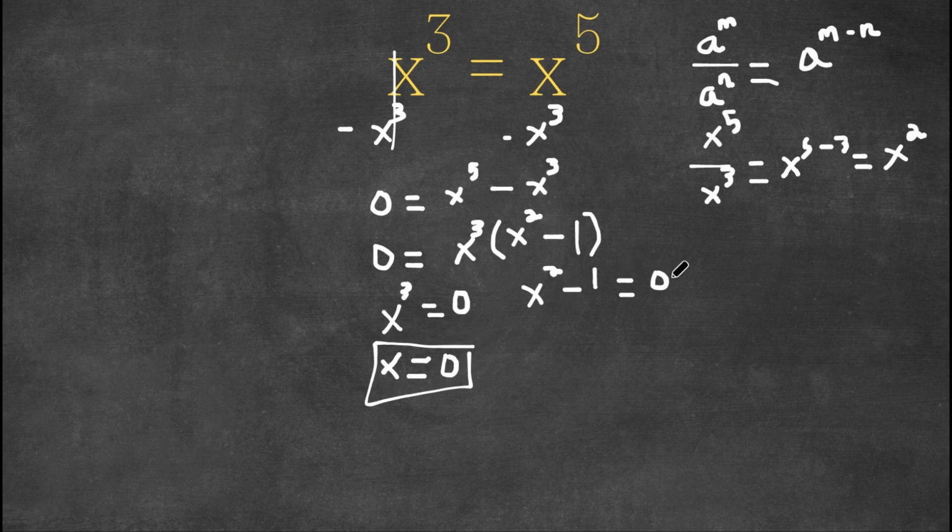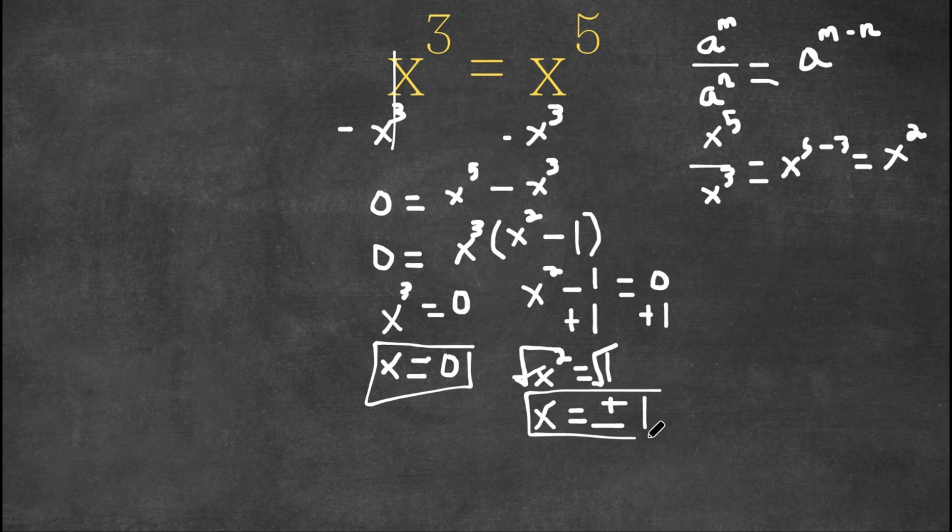Now we have x squared minus 1 equals 0. So if we add 1 on both sides, we get x squared equals 1. Now if we take the square root on both sides, because we just want x, these two cancel out, so we get x equals positive or negative 1. So this would also be our answer.